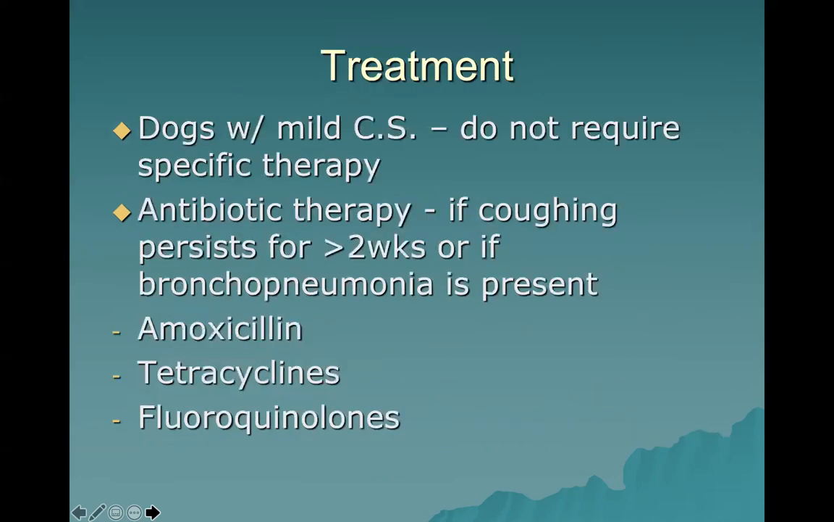So for the treatment, since we mentioned the condition is self-limiting, those dogs that have mild clinical signs do not require specific therapy. Antibiotic therapy is usually recommended if coughing persists for more than 2 weeks or if bronchopneumonia is already present. Among the antibiotics that we can use are amoxicillin, tetracyclines, and fluoroquinolones like enrofloxacin.